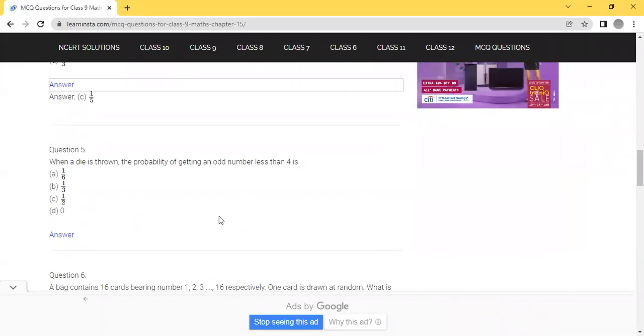Next question is, when a die is thrown, the probability of getting an odd number less than 4. Ma'am, 1 by 3. Okay. How many odd numbers are there less than 4? Two odd numbers. Which ones? 1 and 3. So 2 by 6, that is 1 by 3.